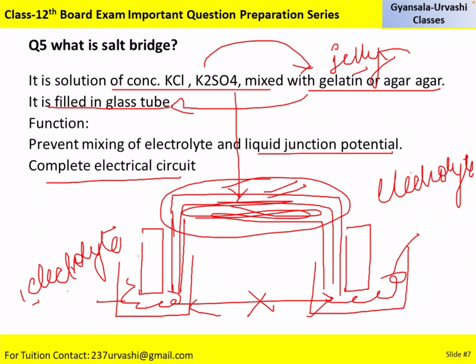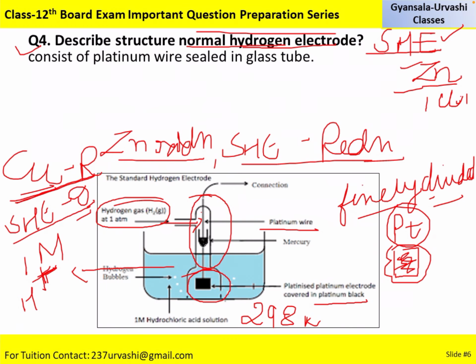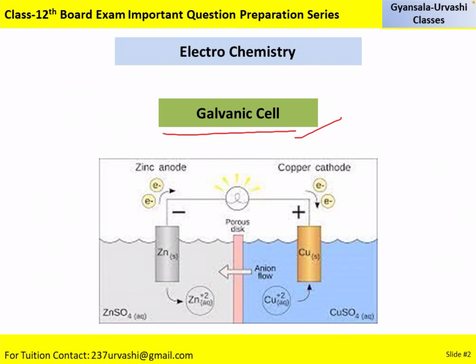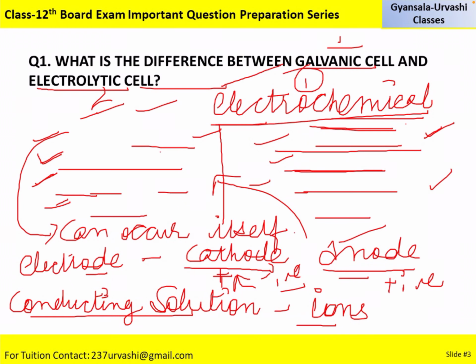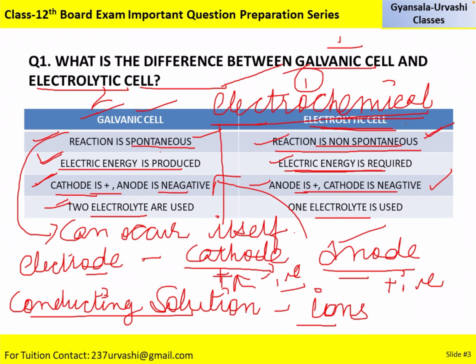Done. Now what we have done is we started with important questions, and we have discussed 5 questions of your galvanic cell topic. The first was: what is the difference between a galvanic cell and an electrolytic cell? So we came to know that the reaction is spontaneous in a galvanic cell and non-spontaneous in an electrolytic cell, where electrical energy is required. In a galvanic cell electrical energy is not required. In an electrolytic cell the cathode is negative and anode is positive, while in a galvanic cell the opposite happens. Then here two electrolytes are used, there one electrolyte is used.